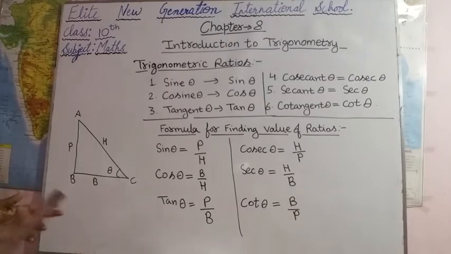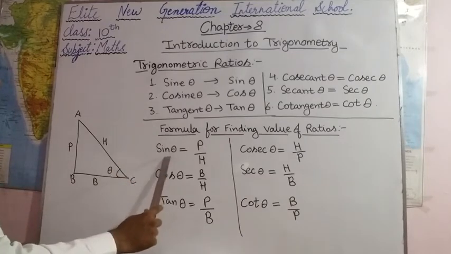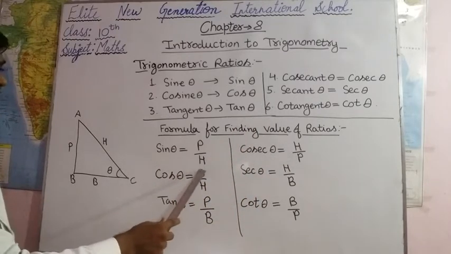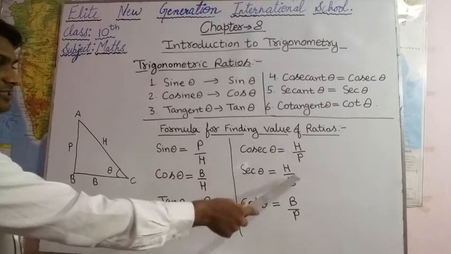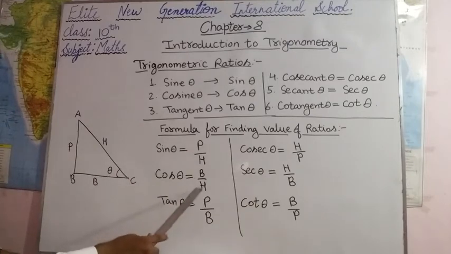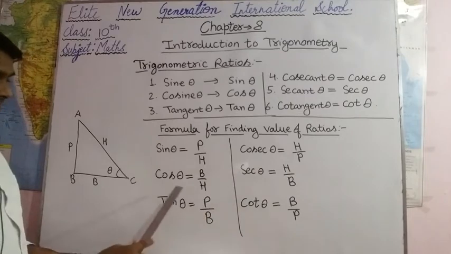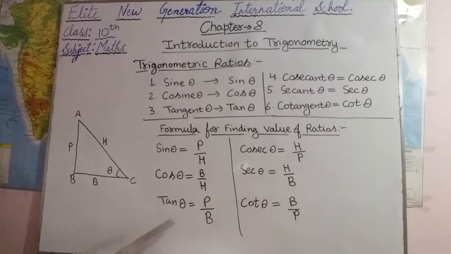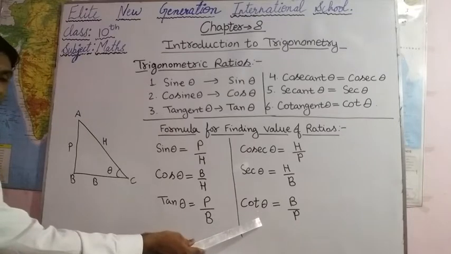So here we can see that the reciprocal of sin theta will be cosec theta. Sin theta is P upon H, so cosec theta will be H upon P. Similarly cos theta is base upon hypotenuse, so sec theta will be its reciprocal, H upon B. Similarly here tan theta is P upon B, so its reciprocal will be cot theta, B upon P.